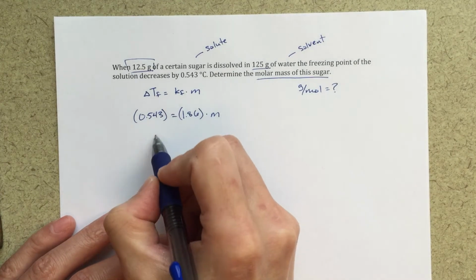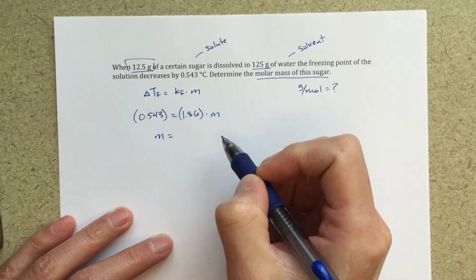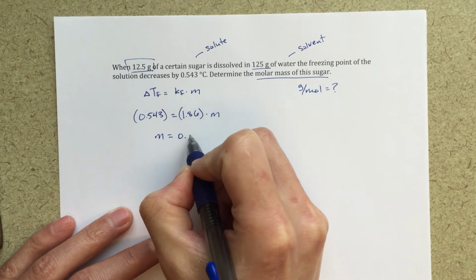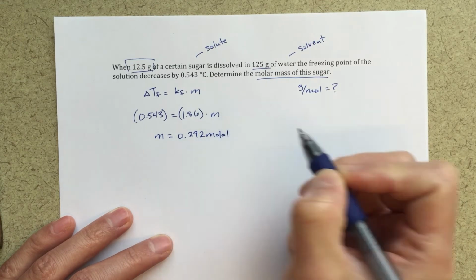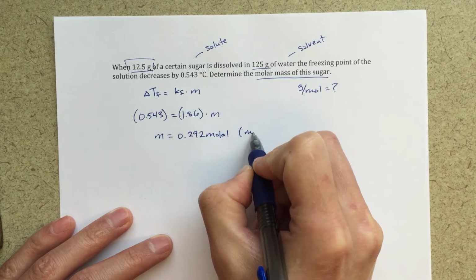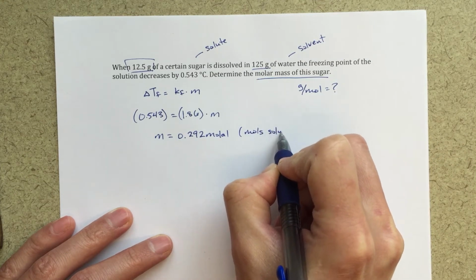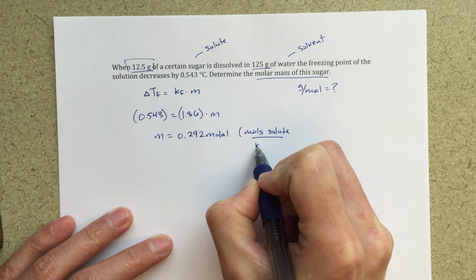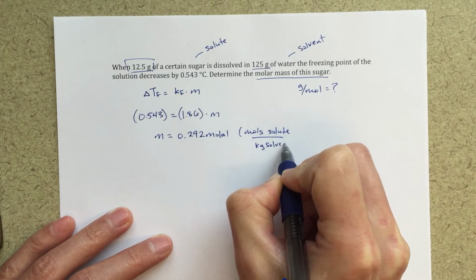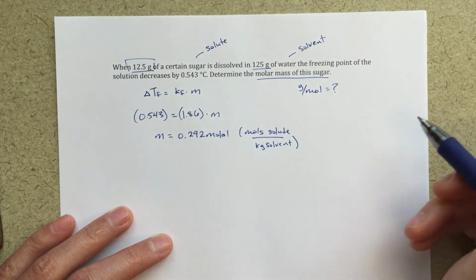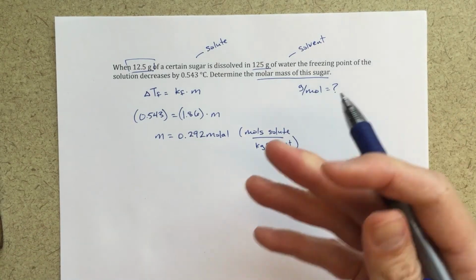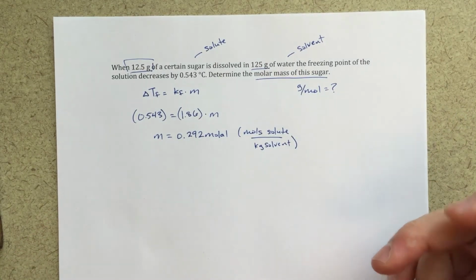So let's go ahead and do that. The molality is going to be equal to 0.292 molal. And again, this is going to be moles of solute over the kilograms of solvent. So then I might ask myself, well, what can I do with this?